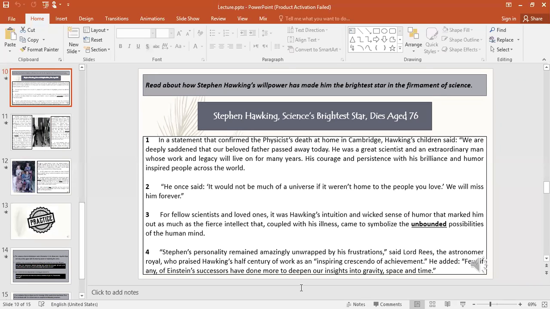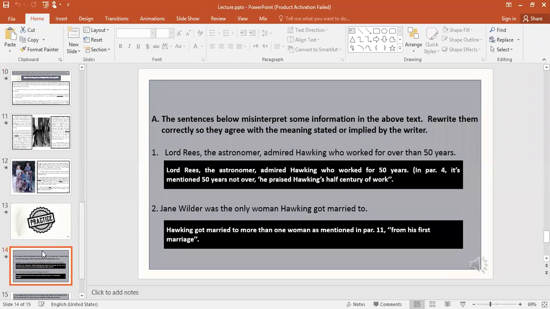So what is the correction? He praised him for only 50 years. And they were specific. They didn't say more than or less than. They said 50 years. Jane Wilde was the only woman Hawking got married to. We explained this. Who can explain it again?